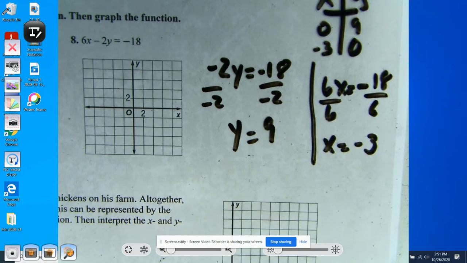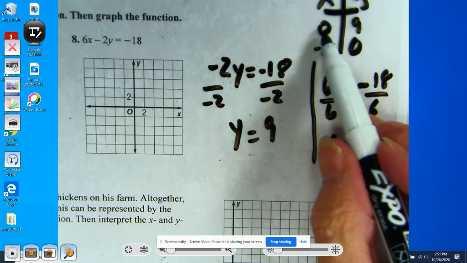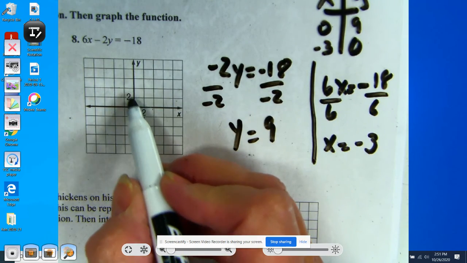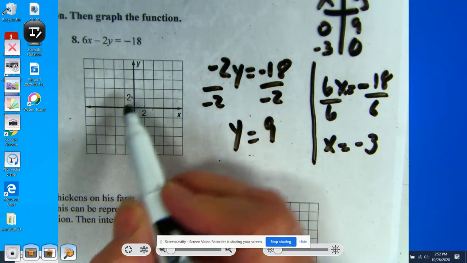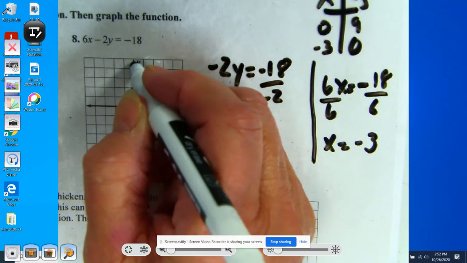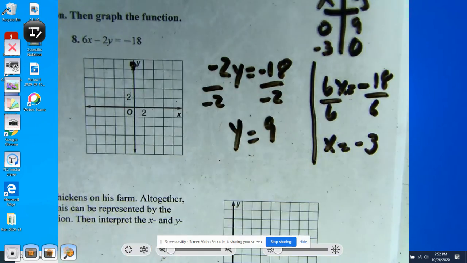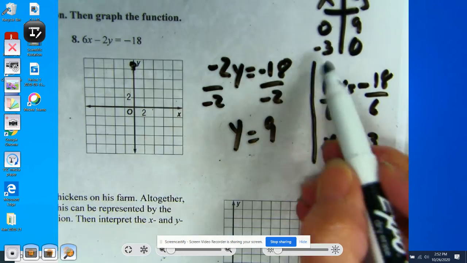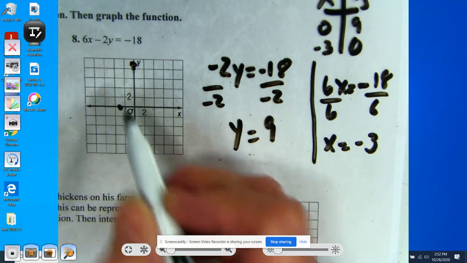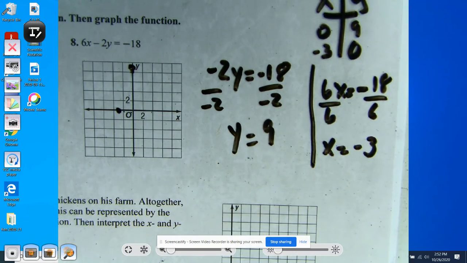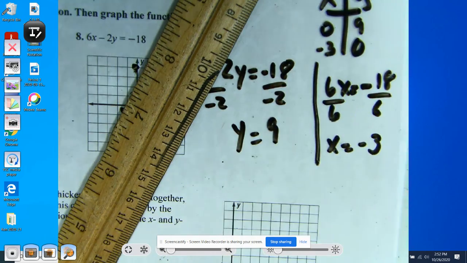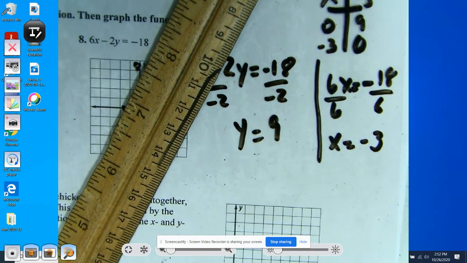Okay, now we're going to graph these. Over 0, up 9. Over 0, up 2. They're counting by twos: 2, 4, 6, 8. So 9 would be halfway between these two. Then I'm going to go left 3, so (-3, 0) would be here. I have 2 points. You draw a line. Hopefully you don't move the paper like I just did.